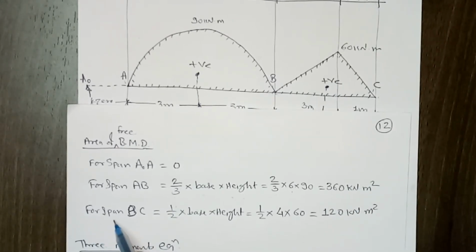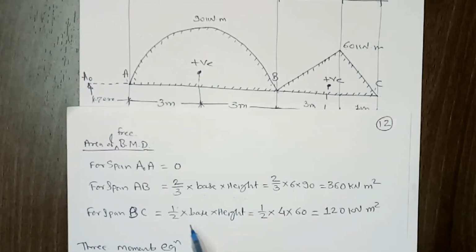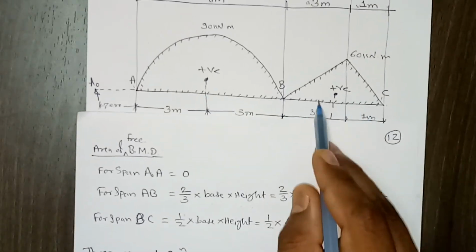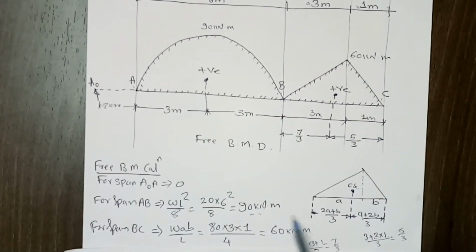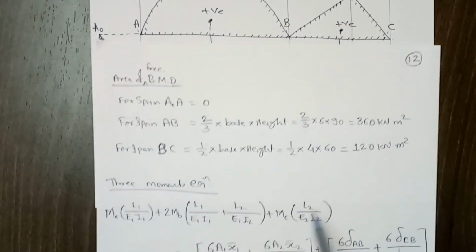Now for span BC, it is a triangle, so we can easily calculate the area, which is 1/2 base into height. So the base is 4 meter, the span is 4 meter, and height is 60, that we have already calculated here, right? So that's how we can calculate.